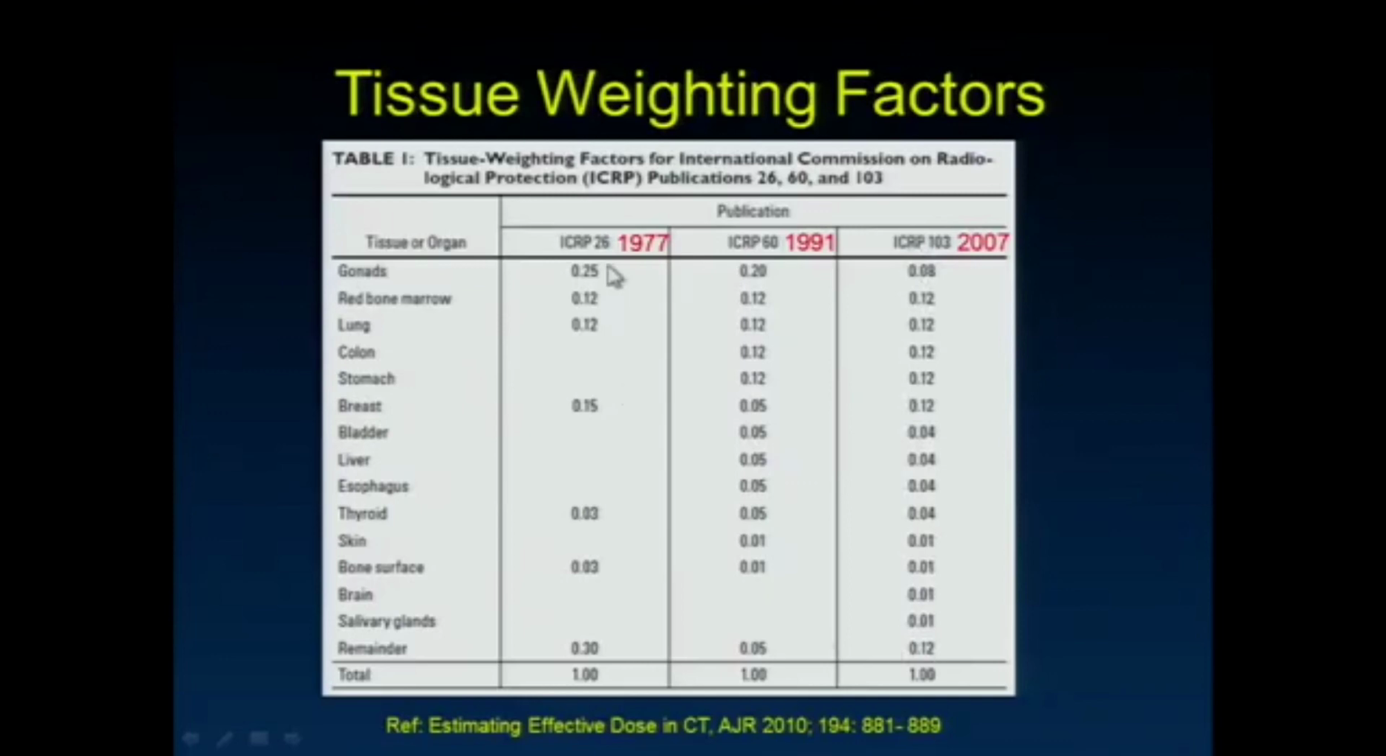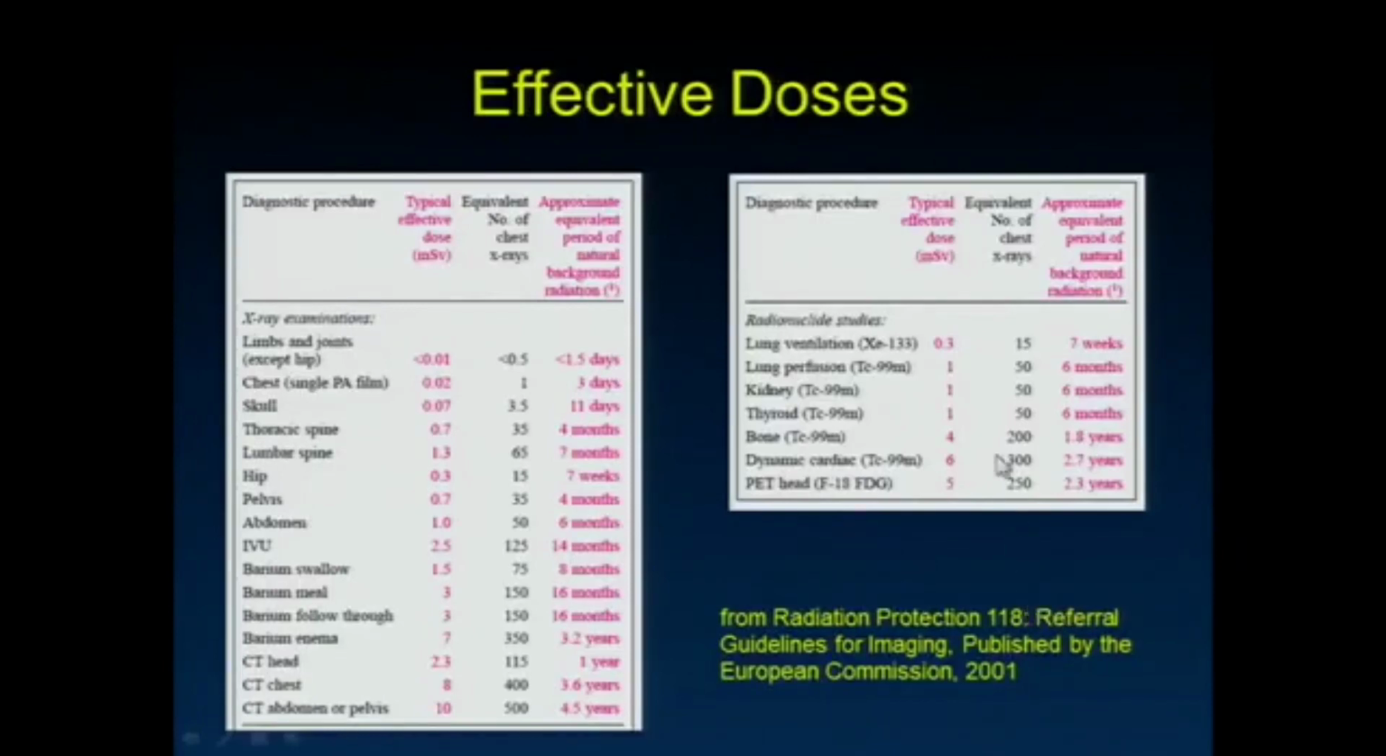Now, the fact that these numbers have changed, and changed as drastically as they have in some instances, ought to give you an idea that this is at best an approximation, right? At best an approximation, this notion of the effective dose. And so doing this, think about how you would do this, right? So let's think about a chest X-ray.